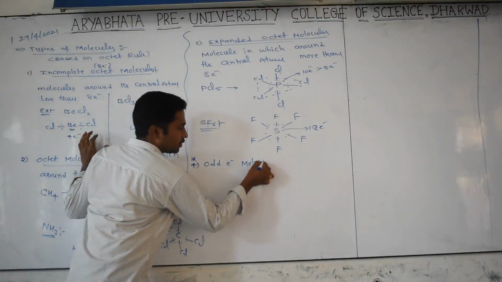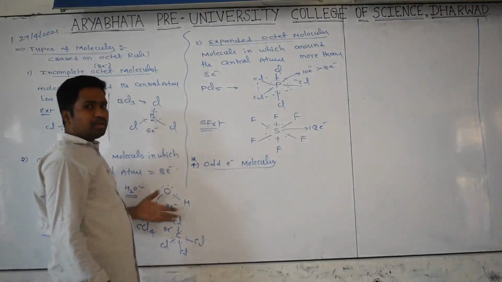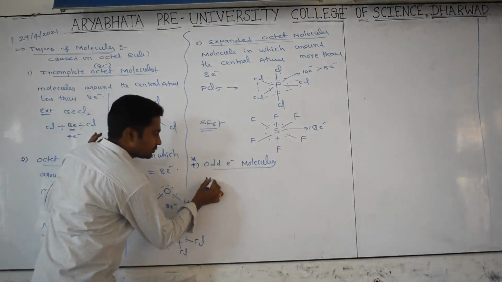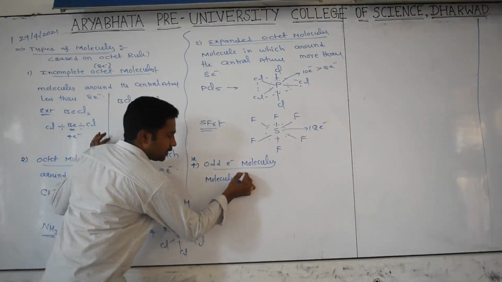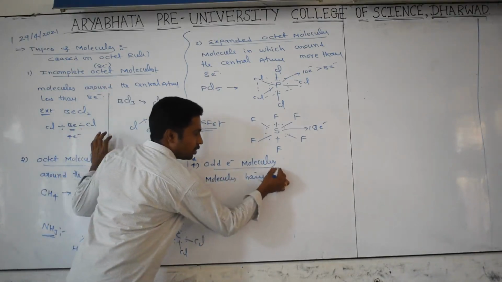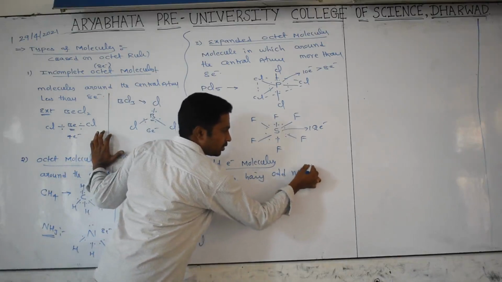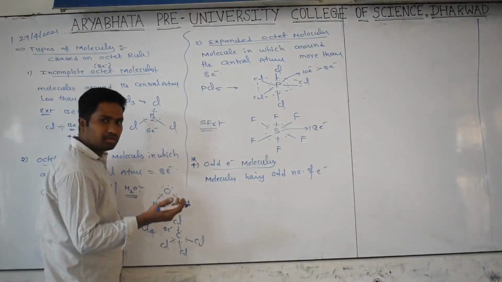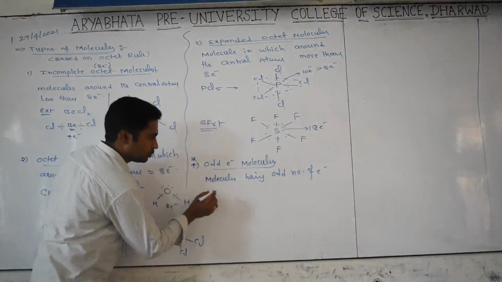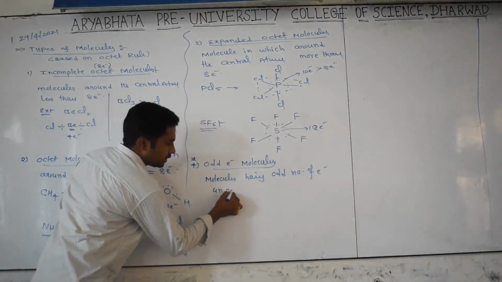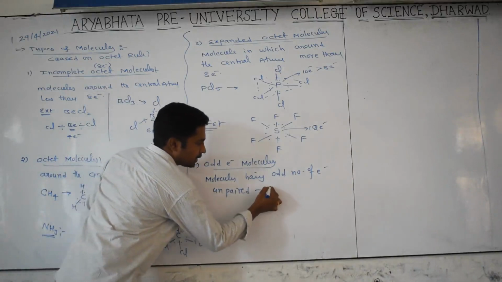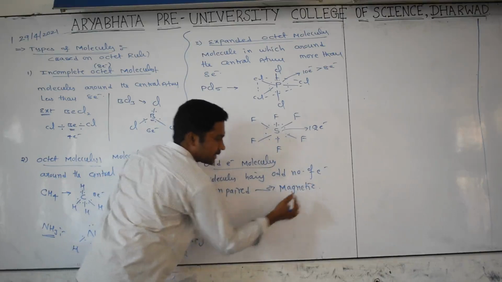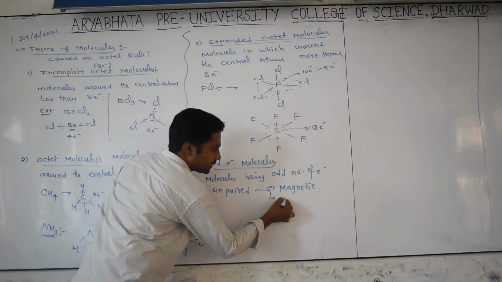Odd electron molecules. Sir, what is the meaning of odd electron molecules? Very clear. These are molecules having an odd number of electrons in them. Because of the odd number, definitely unpaired electrons should be there. Because of unpaired electrons, definitely they have magnetic nature, like paramagnetic, ferromagnetic, and they also exhibit colors.